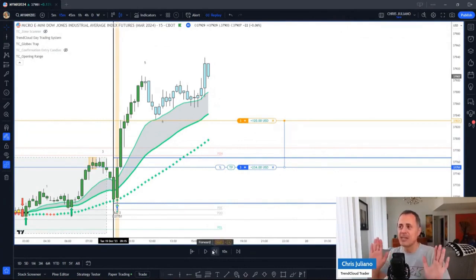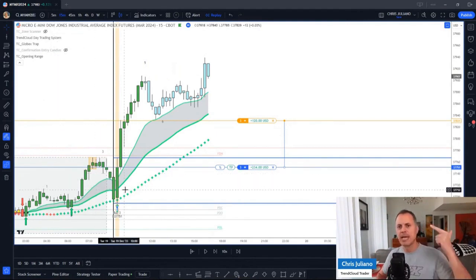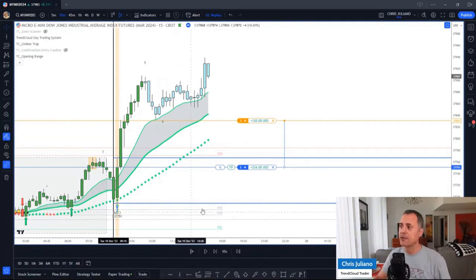And I like having everything color coordinated because before the market opens, before the opening range breakout forms, I've got my Globex trap on there. I can see the previous market data. Everything's color coordinated and I can easily see trend and momentum across multiple time frames. That is half your battle. The other half of the battle is managing that trade. This is a very important aspect, all right?